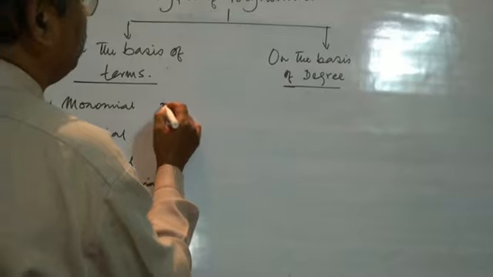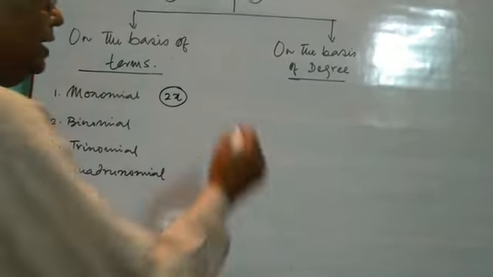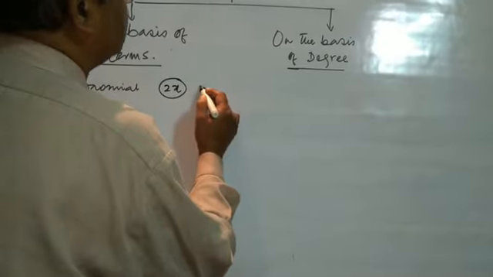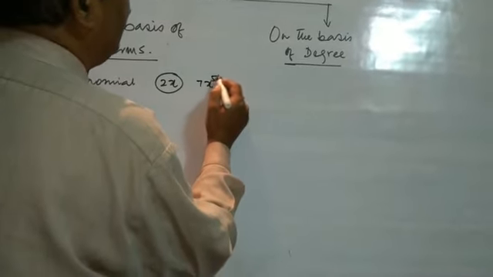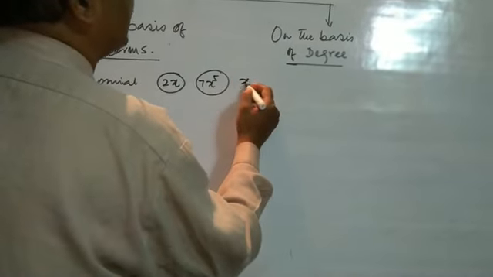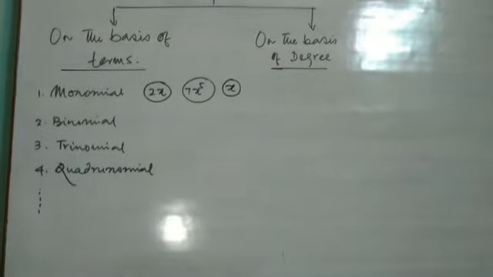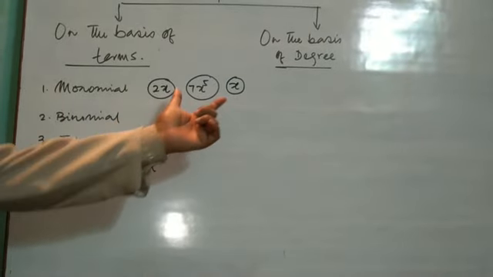If I am writing 2x, it is a single term, 2x. If I am writing 7x to the power 5, again one term. If I am writing simply x, it is also a monomial. So these are the examples of monomials. Here the variable is x.